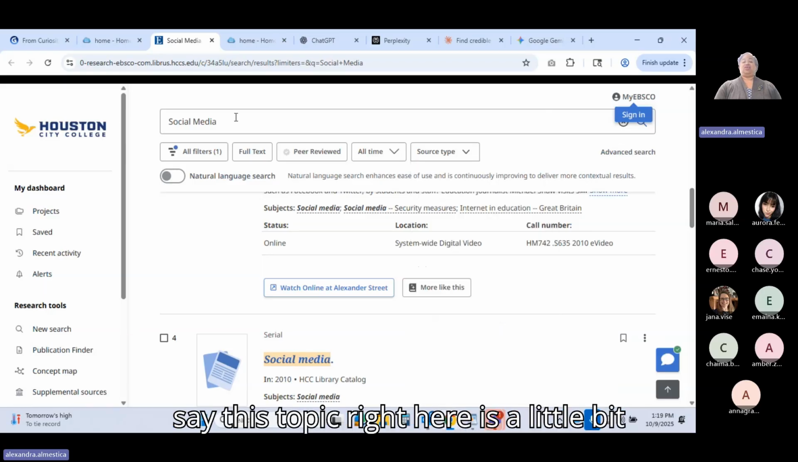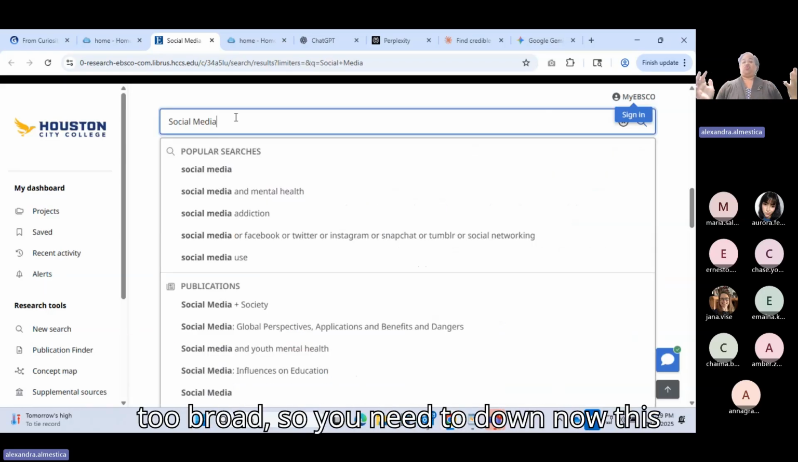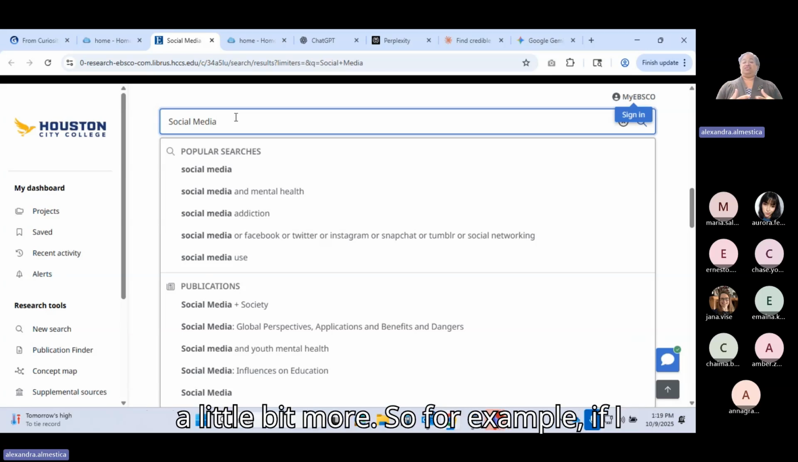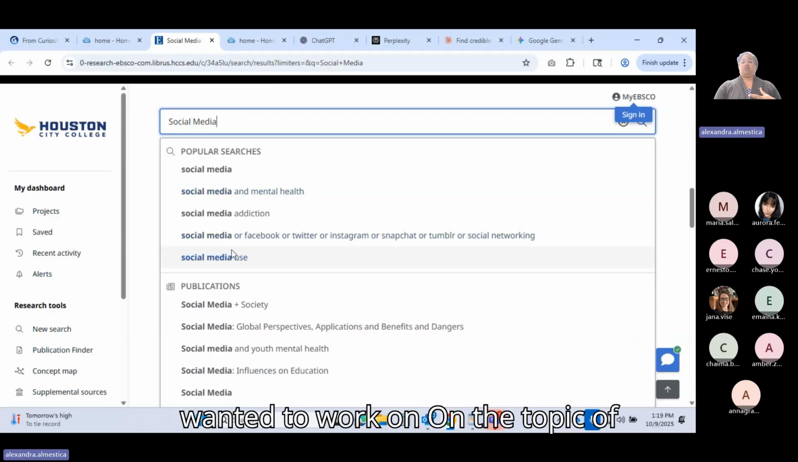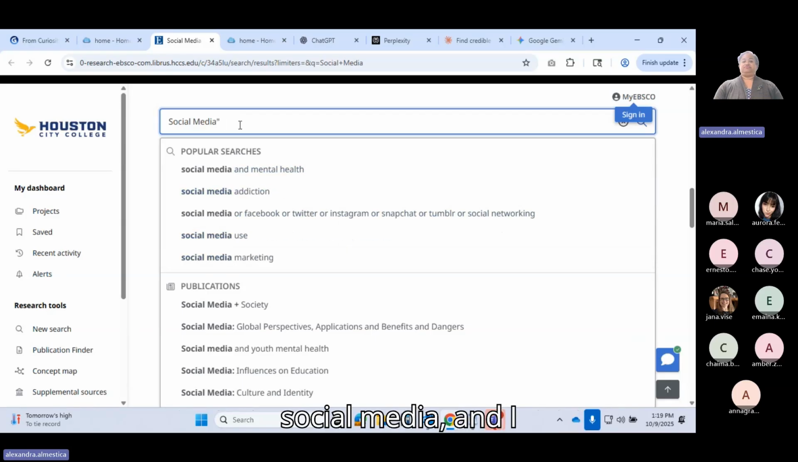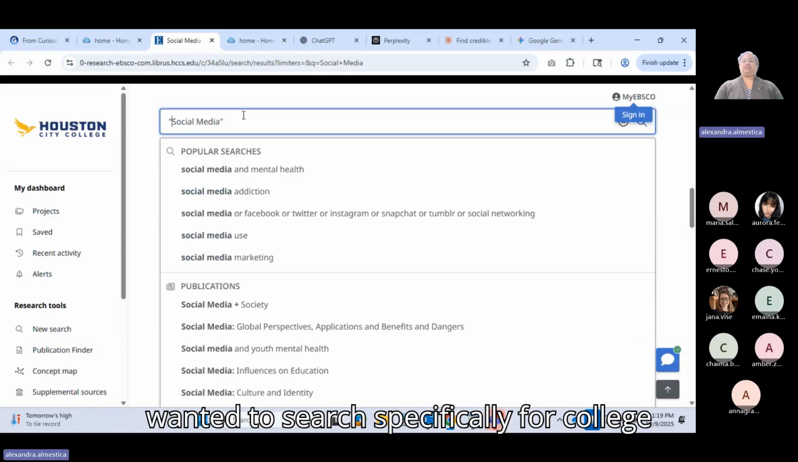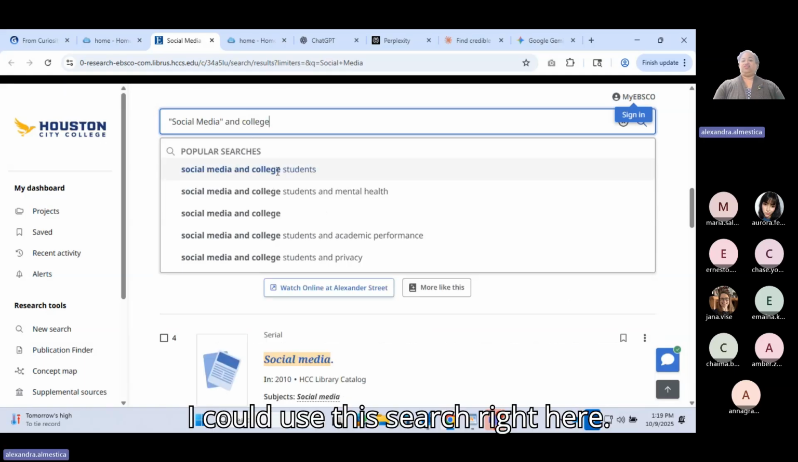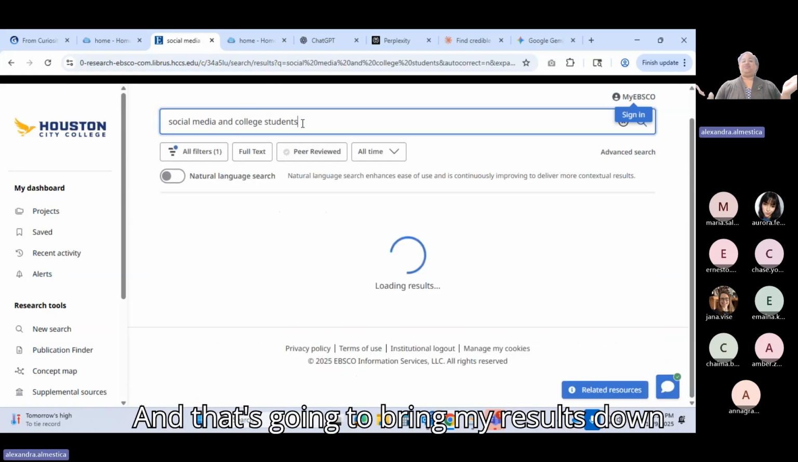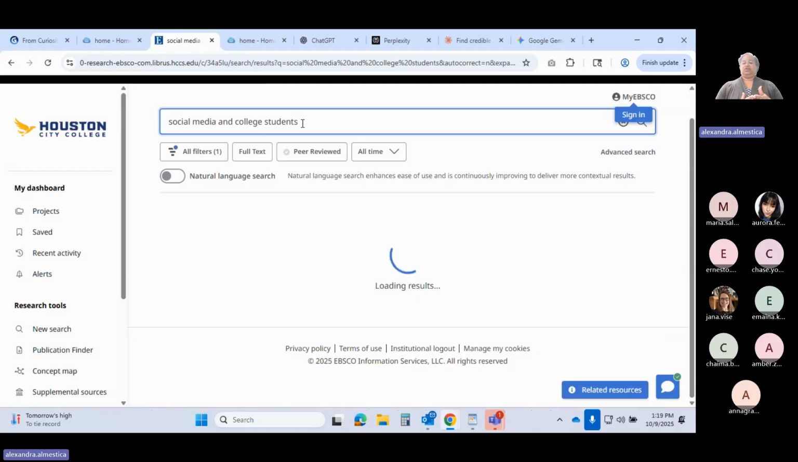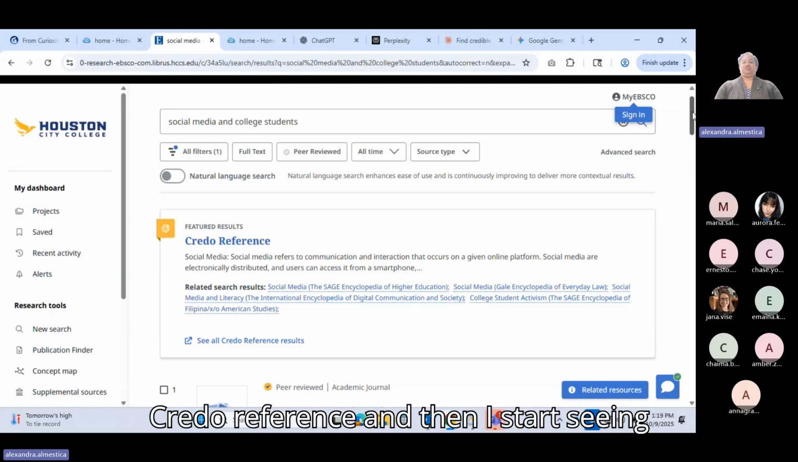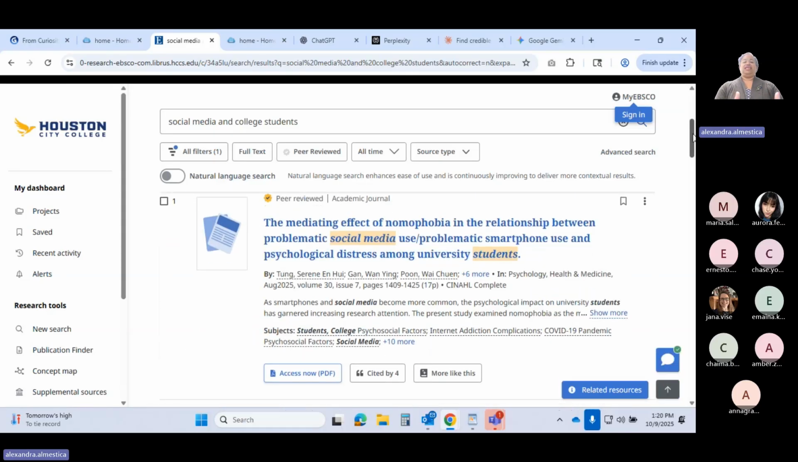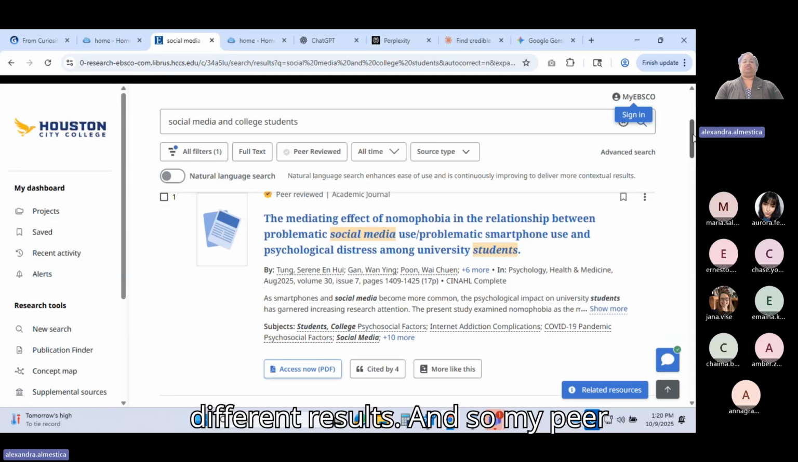Now, I will say this topic right here is a little bit too broad. So you need to narrow this down a little bit more. For example, if I wanted to work on the topic of social media, and I wanted to search specifically for college students, I could use this search right here. And that's going to bring my results down considerably within the library. I still have something from Credo Reference, and then I start seeing different results. And some are peer reviewed.